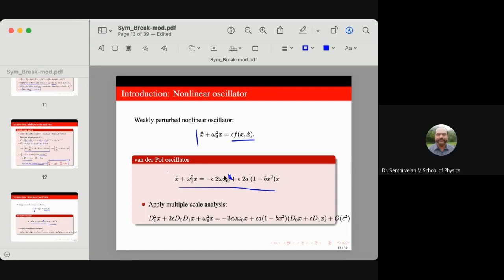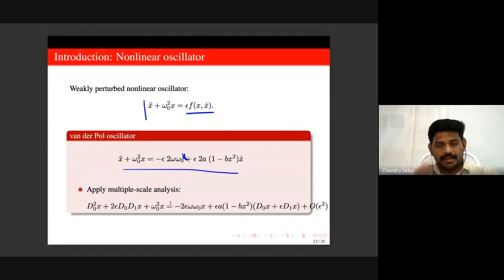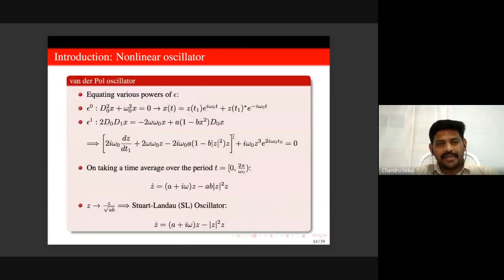Yeah, you can proceed, Sameer. Thank you. Okay, so if I apply the multi-scale analysis to this nonlinear equation, I get this equation, omit the higher order terms and equate the powers of epsilon. I get these two equations. I solve the first equation, substitute its solution into the second equation, and collect the powers of e to the power i omega naught t. I get this equation.